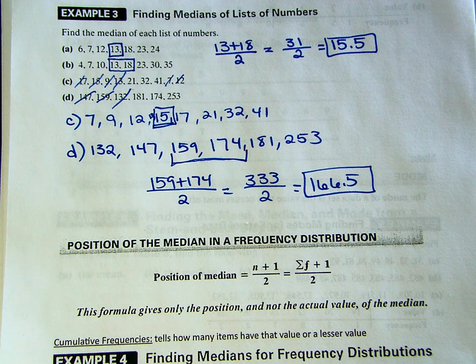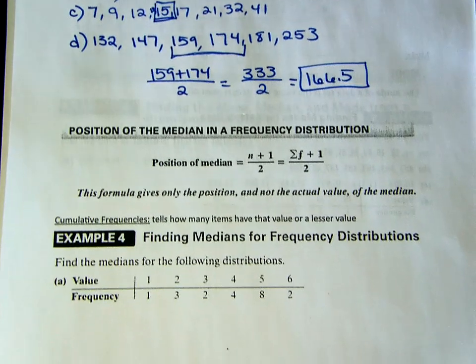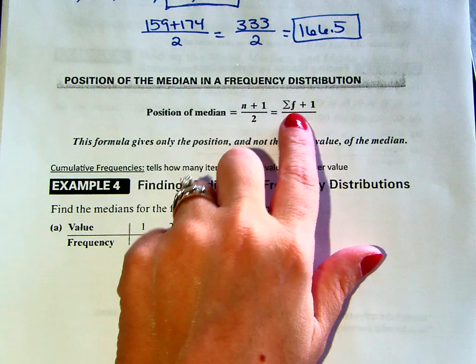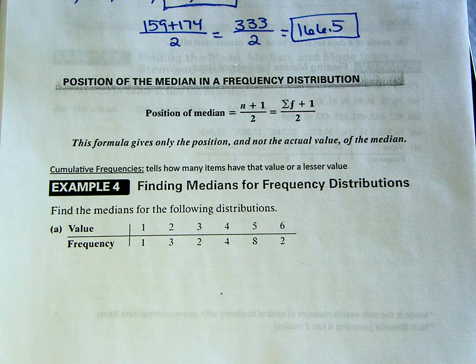The next bit is not going to tell us the median. The next piece of information tells us the position of the median. So position of the median in a frequency distribution. Okay, this is going to be a little confusing until we start working through the problems, but then hopefully it'll make sense. The position of the median is where you take the number of elements plus 1 divided by 2. Or you take the sum of the frequencies plus 1 and divide it by 2. This is going to tell you where in the list of your data your median is going to fall without you having to write out all like 100 pieces of data, because that gets really tedious.